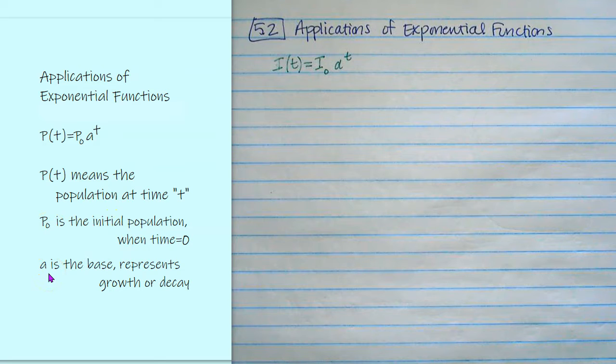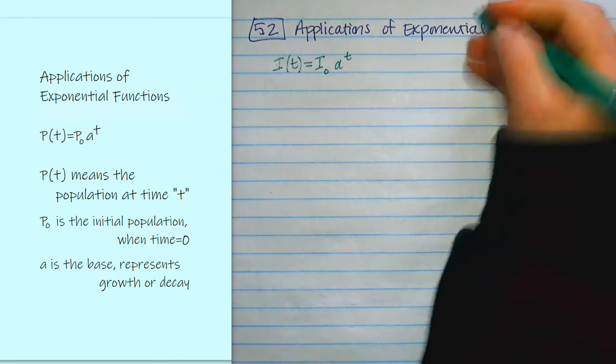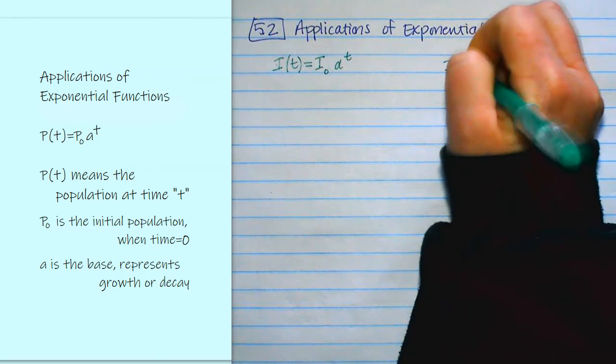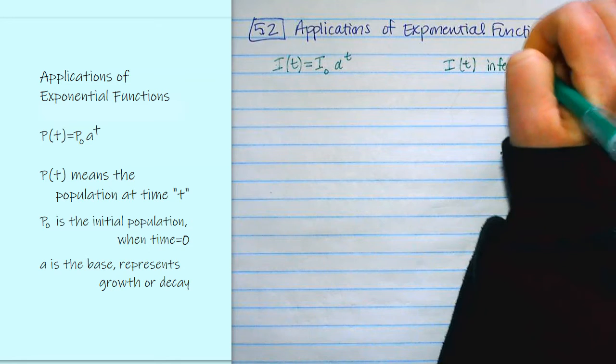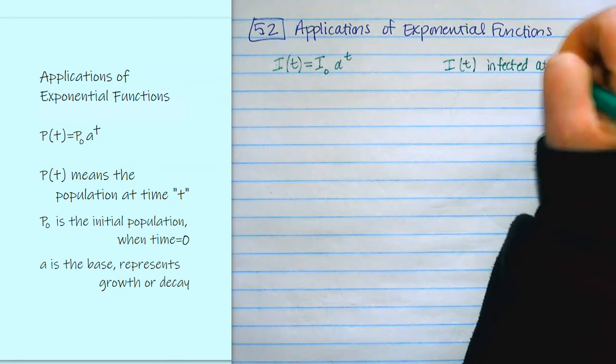And a is the base. If a is a number greater than 1, then it represents growth. If it's less than 1, but still positive, it represents decay. So my first example over here, I'm going to call I of t being the infected number of people at time t.